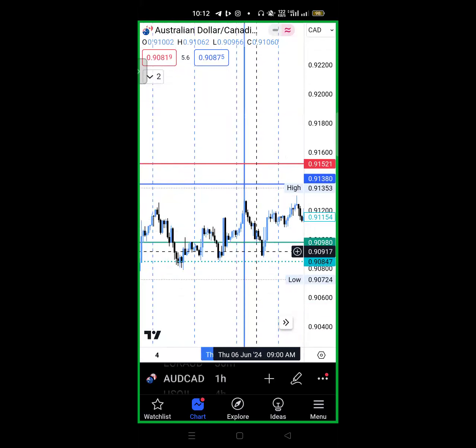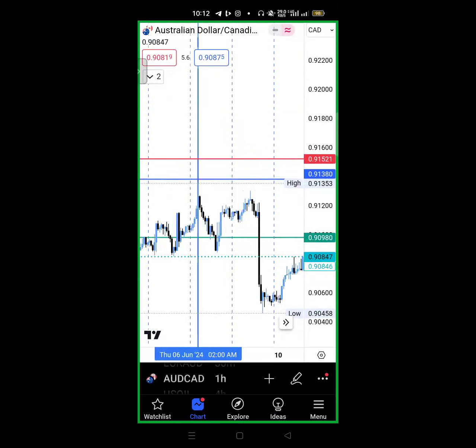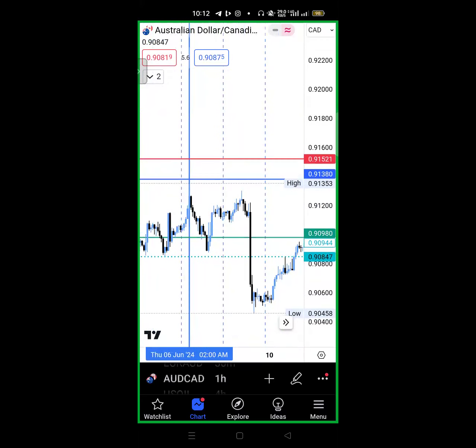Now, remember also, I said if you're going to take this trade, always set your TP at the next liquidity. Manara's TP was here. The next liquidity was here. Now, the next thing we want to look out for is our type of entry.